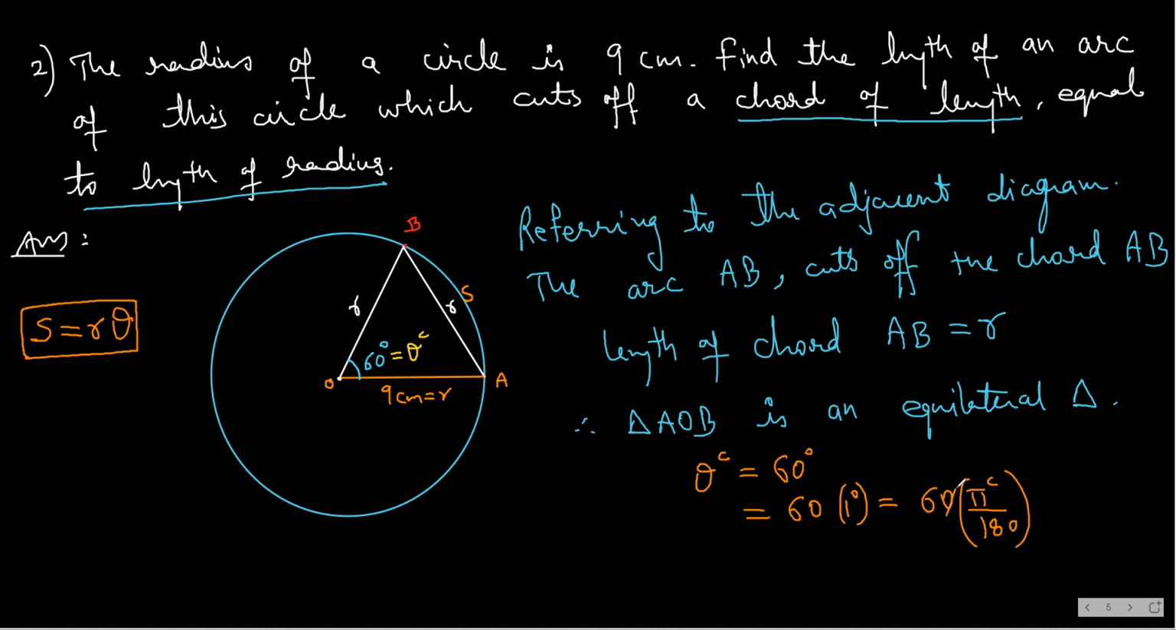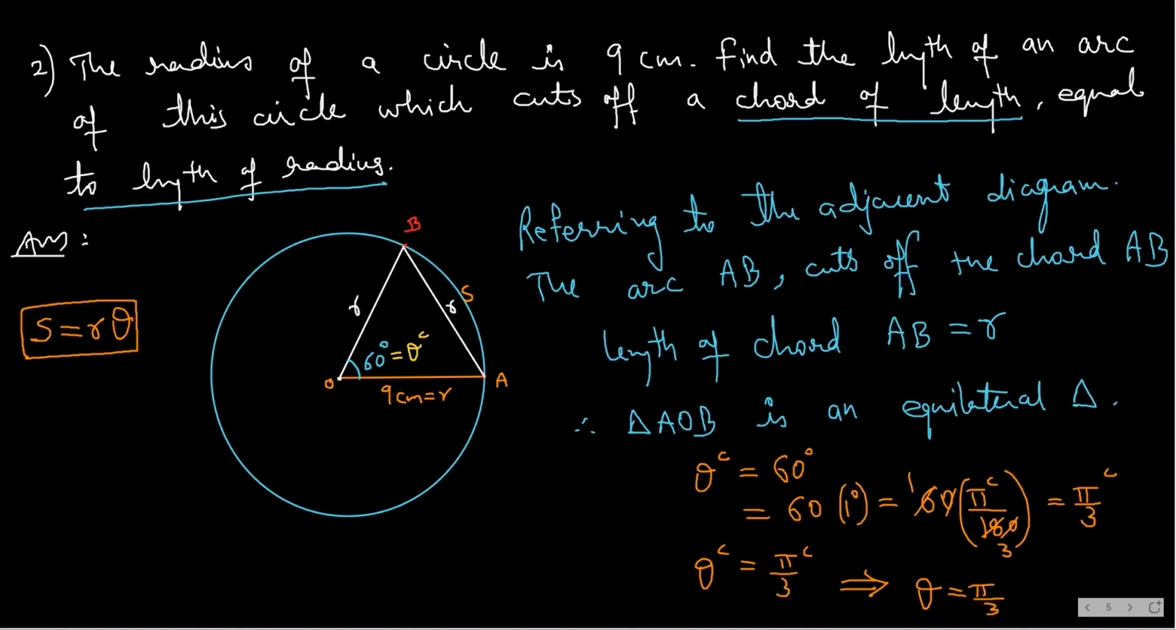Okay, this 0 is gone and 6 threes are 18. So you get pi by 3 radian. Theta radian is pi by 3 radian. Now this gives me the magnitude theta. What is theta? Radian is ignored, and theta, the magnitude, is pi by 3.